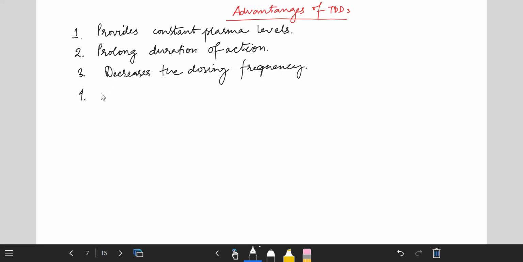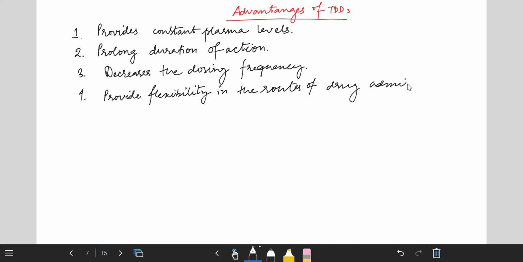And the fourth one is it provides flexibility in the routes of drug administration and withdrawal, or eliminating the patches from the skin.